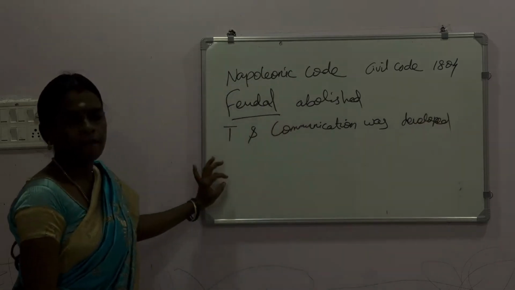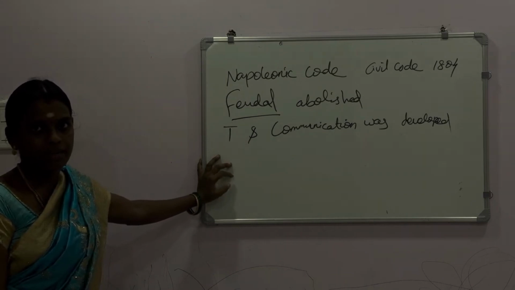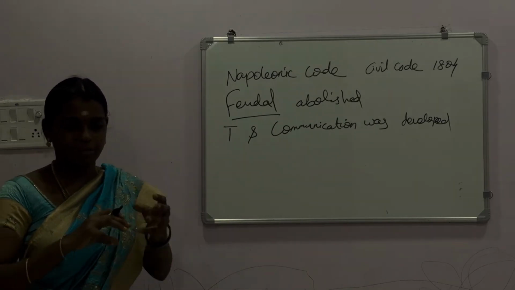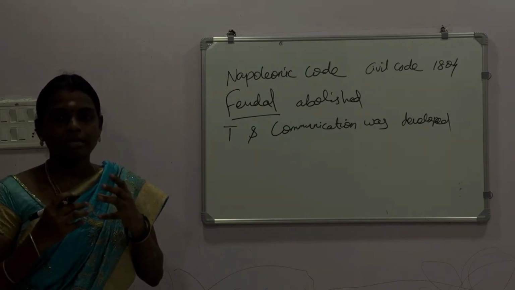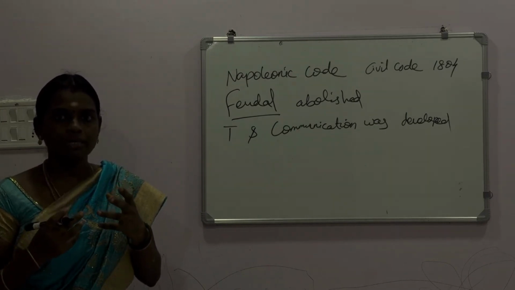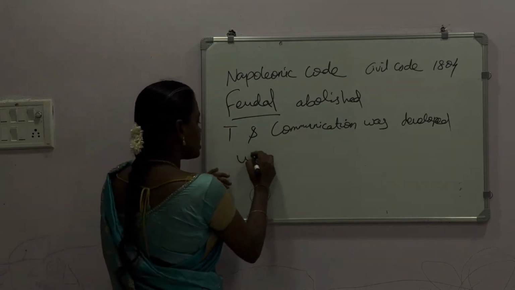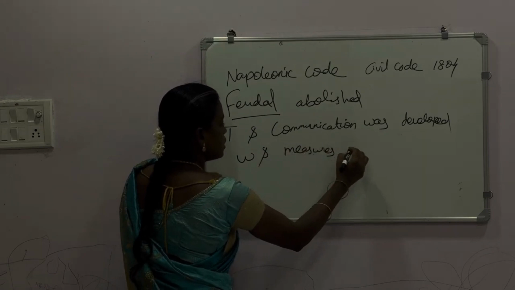Next thing will be weights and measures were standardized. Many forgeries occur when someone is doing the weights and measures. They use a hammer and keep it over the balance to reduce the weight. So that kind of malpractice was abolished by Napoleon. So weights and measures were standardized.